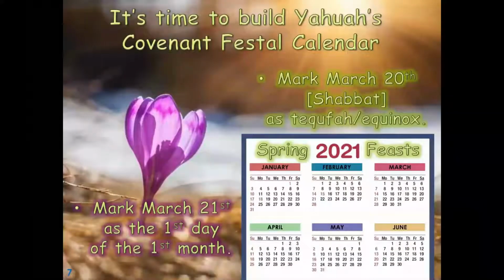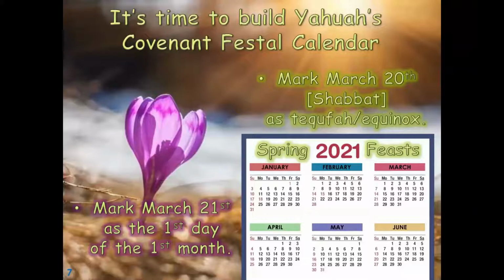Okay, let's build Yahuwah's covenant calendar. You've all got your calendars there. Mark March the 20th. Next year, it's going to be on a Shabbat. That is the day of the Tekufa. And then the very next day is the first day of the first month. Some call it Abib, but let's just say the first month. March the 21st is the first day of the first month. And usually on the Roman calendar, it's marked as the first day of spring. So you know what? They'll have that part right.